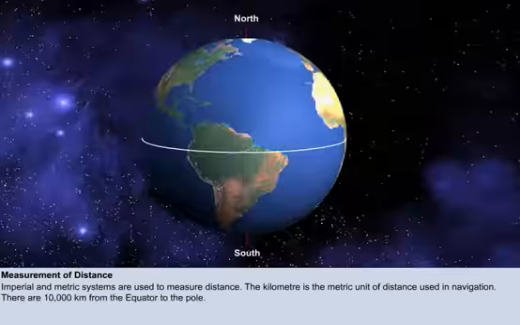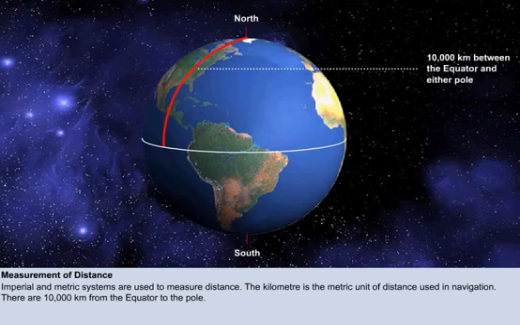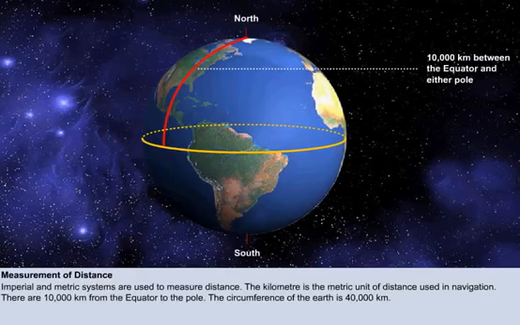A kilometer is 1/10,000th of the distance from the equator to the pole. In other words, the distance from the equator to a pole is 10,000 kilometers. The circumference of the Earth is therefore 40,000 kilometers.